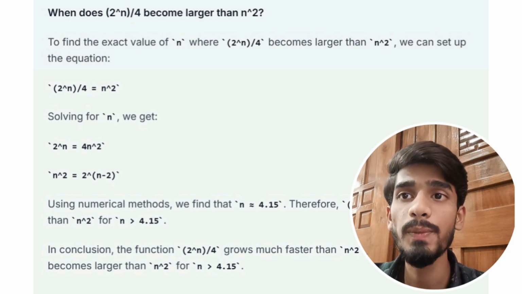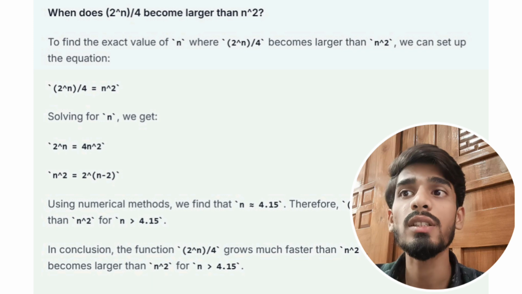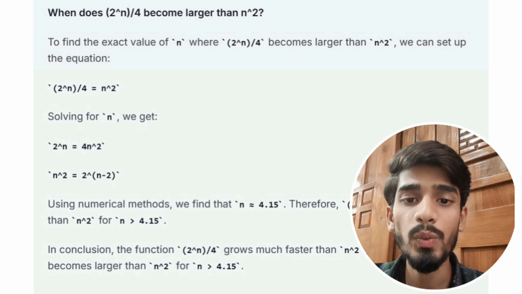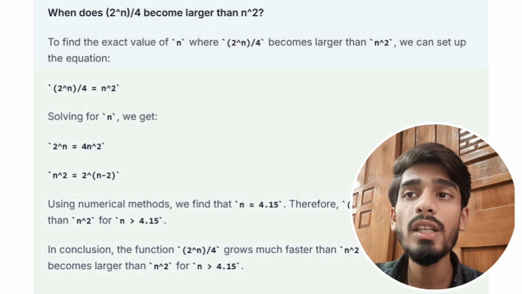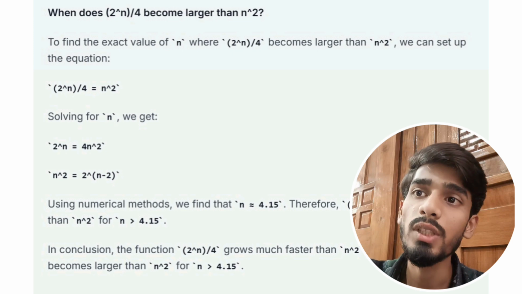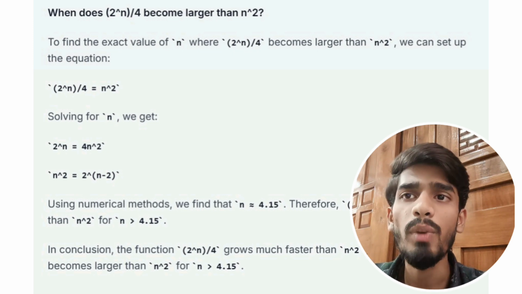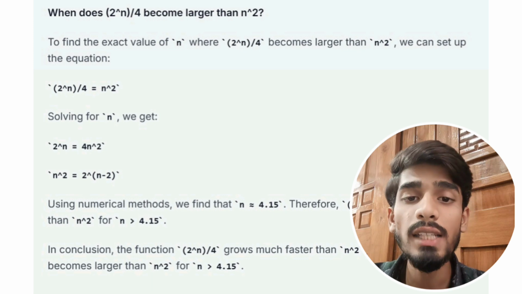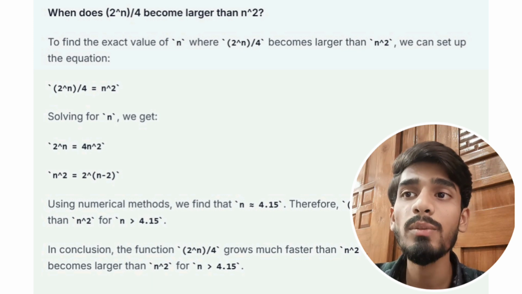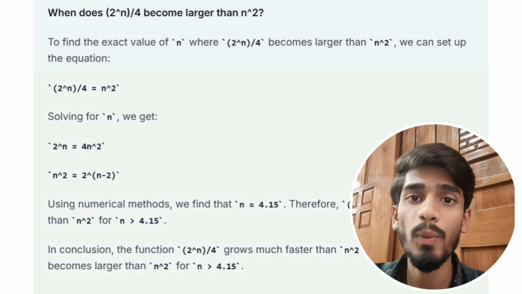Therefore, 2^n by 4 becomes larger than n square for n greater than 4.5. In conclusion, the function 2^n by 4 grows much faster than n square as n increases and becomes larger than n square for n greater than 4.5.